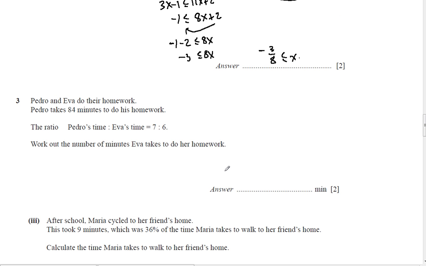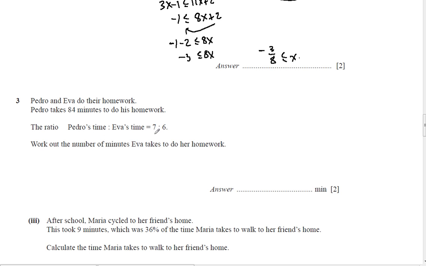Cool. Number 3. Pedro and Eva do their homework. Pedro takes 84 minutes to do his homework. The ratio of Pedro's time to Eva's time is 7:6. Work out the number of minutes Eva takes to do her homework. So it says Pedro takes 84 minutes to do his homework.